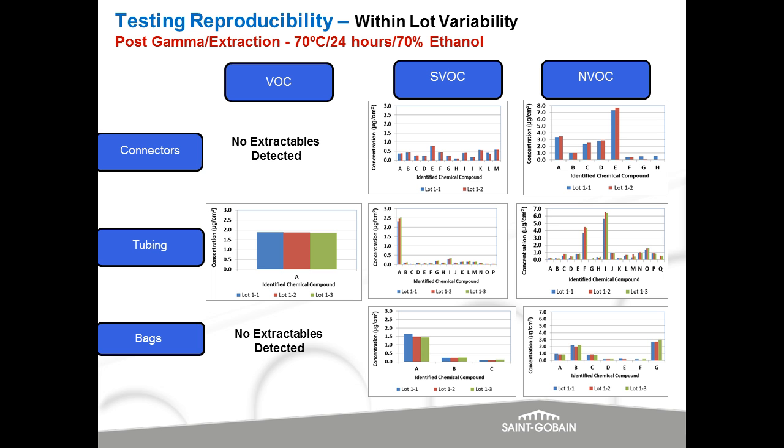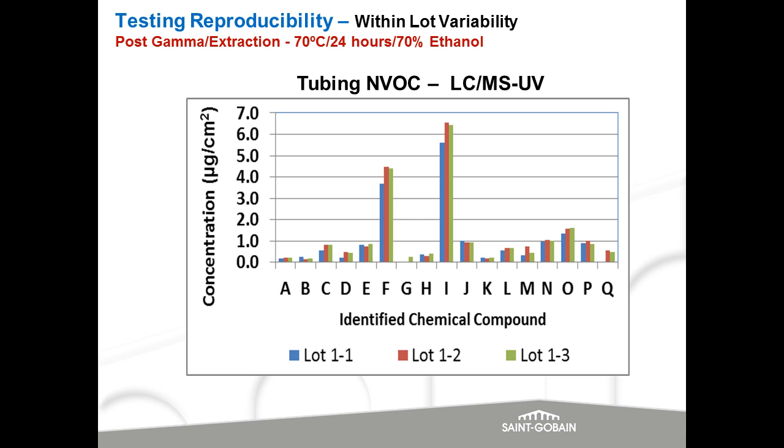This is the same within lot variability on ethanol. Now, as you can see from this chart, ethanol pulls out a lot more compounds than water does. And we can see, though, that there's still very consistent results, even though we're pulling out a lot more compounds. I'll focus in on one of the specific ones. So for tubing NVOCs, using LCMS UV, we can see that we've identified quite a few different compounds, but each compound is very consistent from extraction to extraction. So we have a very consistent extraction process.